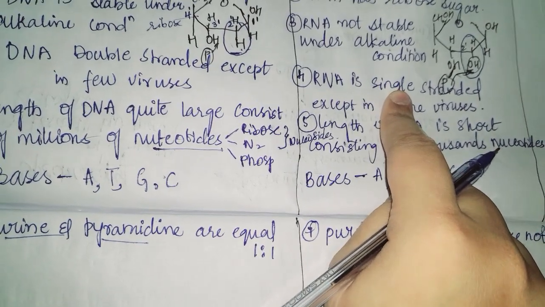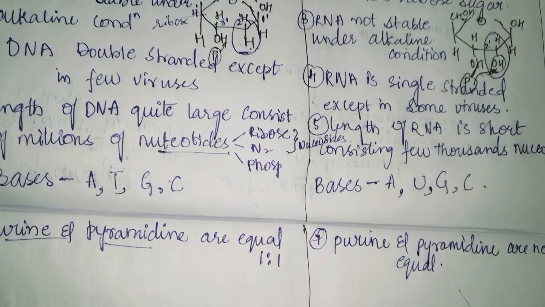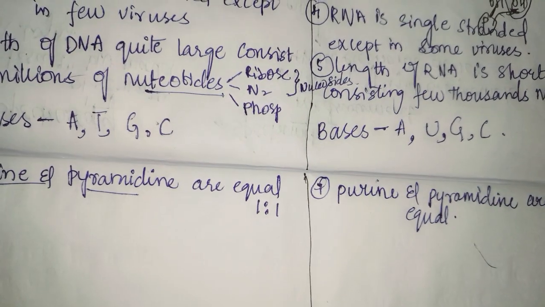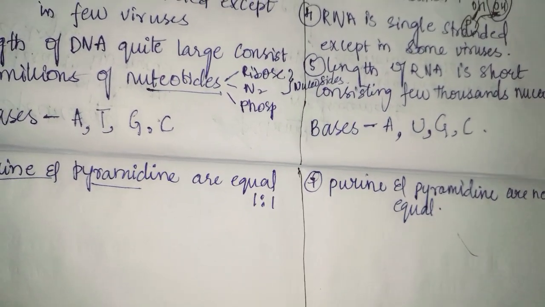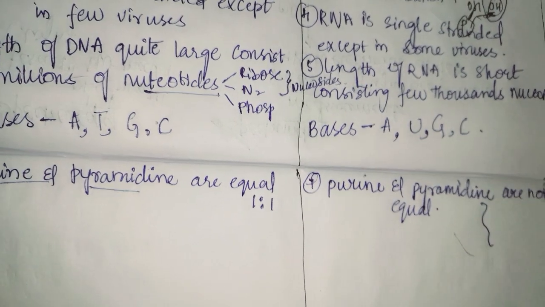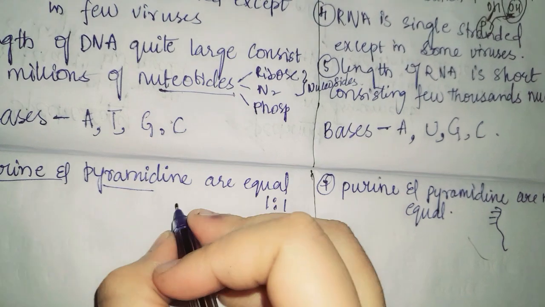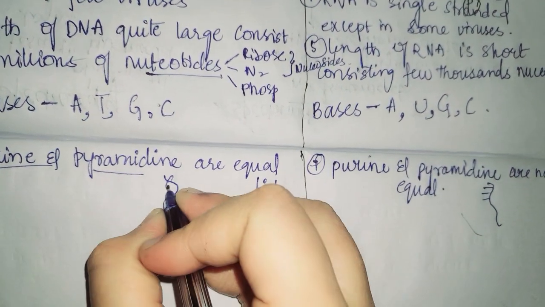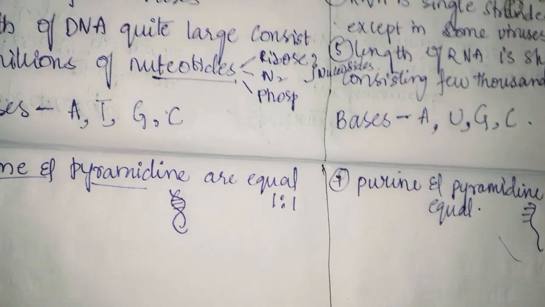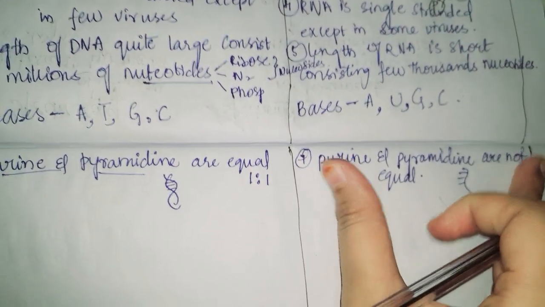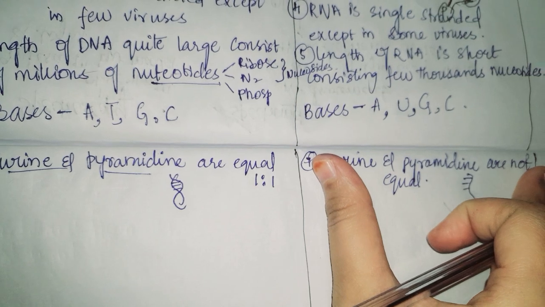When will purines and pyrimidines be equal? When the strand is complementary. See, when the strand is single, how will the purines and pyrimidines bind? When the strand is complementary, both the bases will be in equal ratio, right? That's why RNA has an unequal ratio of pyrimidines and purines.